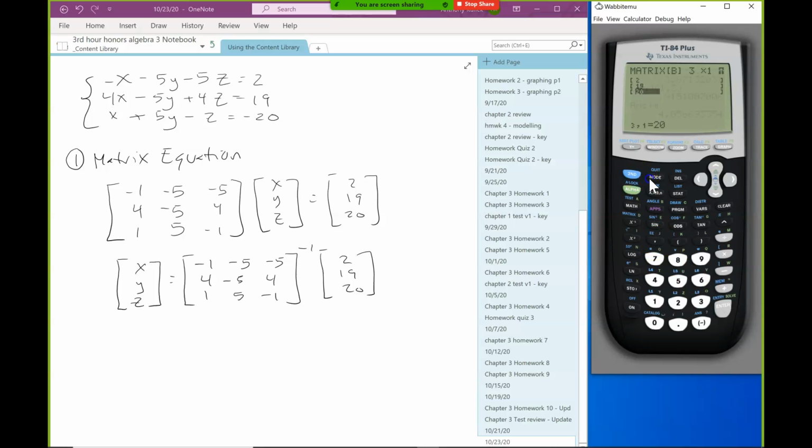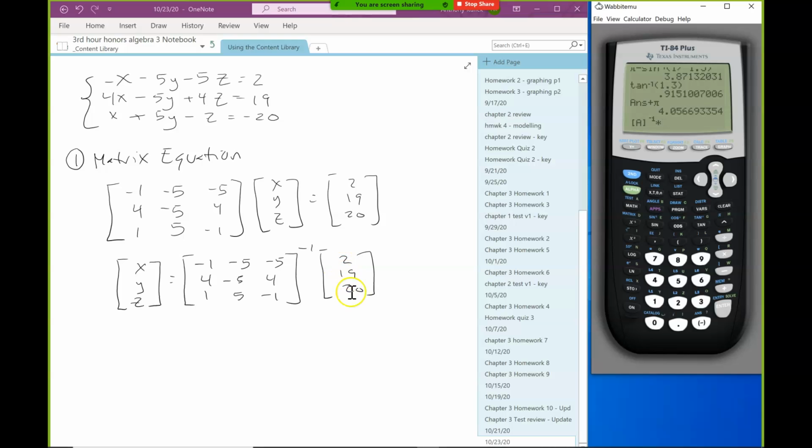All right. So I'm going to exit back to the main screen. So I press second mode. Now I'm going to go back and retrieve my matrix A from my matrix menu. So I'm going to press the matrix button. Under the Names tab, I'm going to select matrix A. And then I'm going to press the x to the negative 1 button, which is the same button that the matrix button is, right? Then I'm going to press the times button. Yes, Sydney?